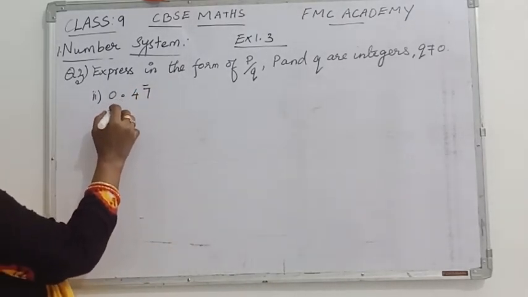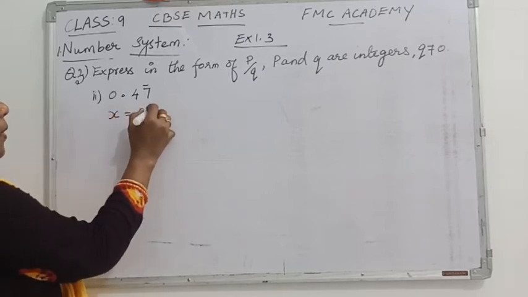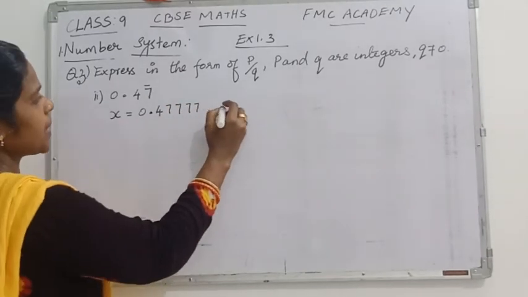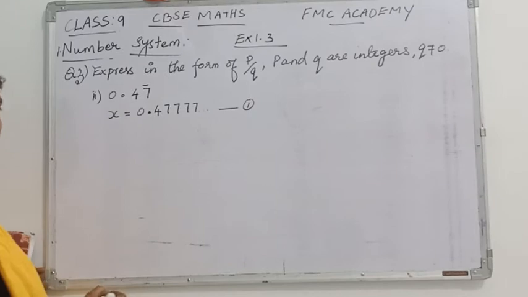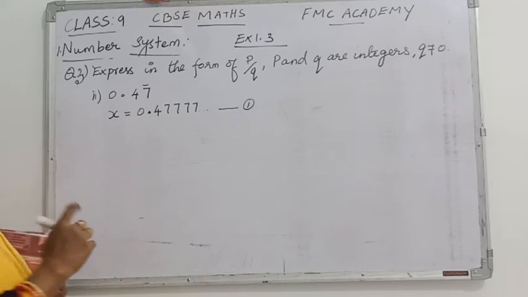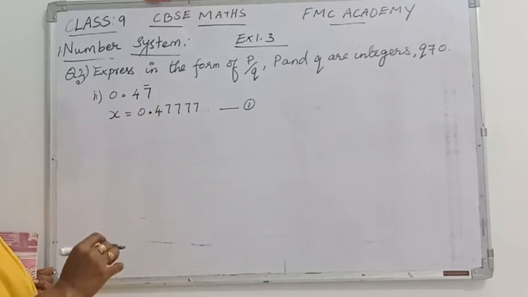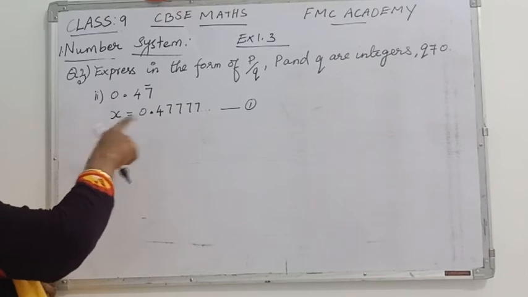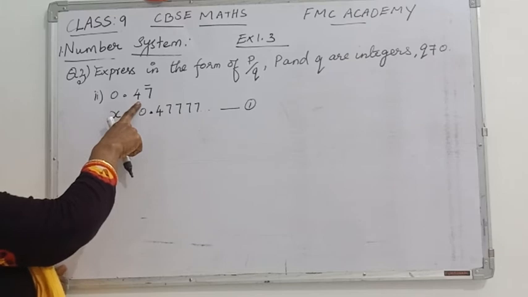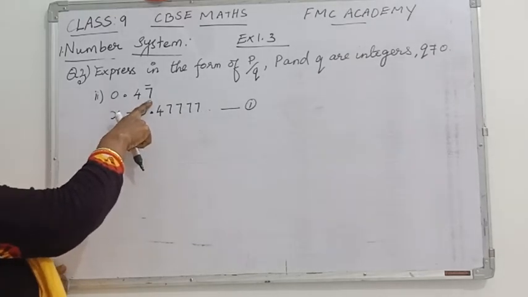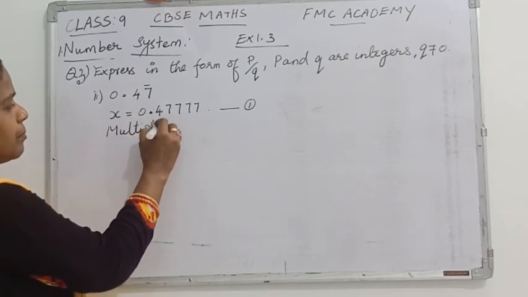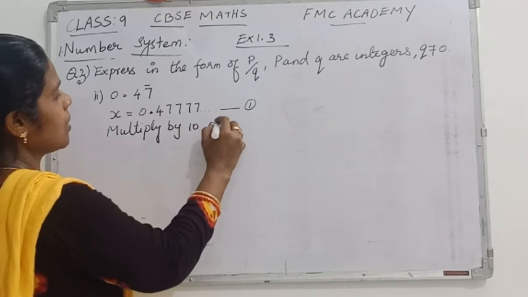The first step, give the name. x is equal to 0.47777, which is repeating. You give it as equation number 1. What will be the next step? Just see how many numbers are repeating over here. Only one number, that is 7, is repeating here. It means you are going to multiply by 10 on both the sides. So be very careful. Here 4 is not repeating, only 7 is repeating. That's why multiply by 10 on both the sides.